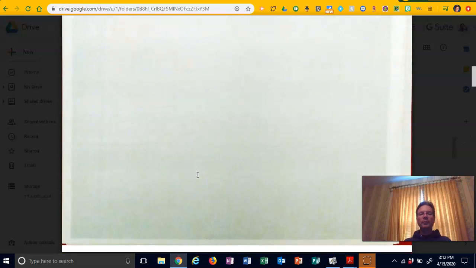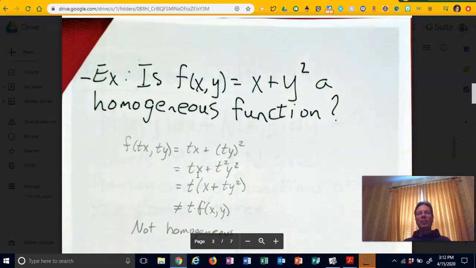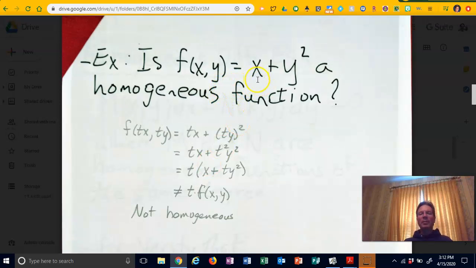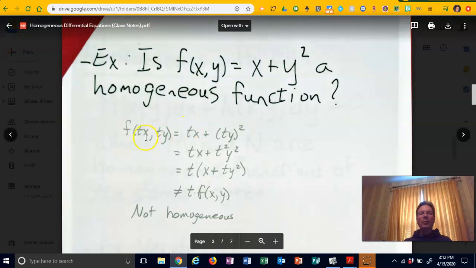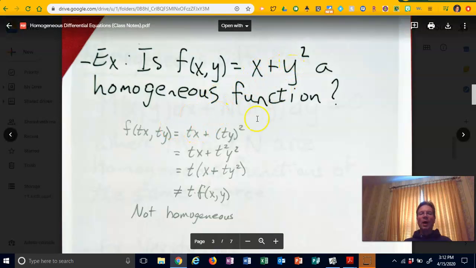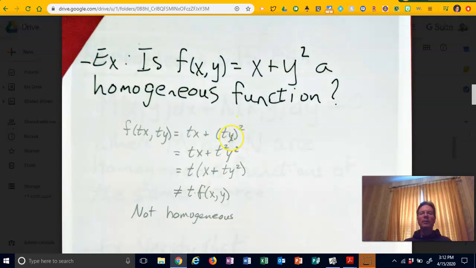All right. One more example here. Another function of x and y. This time x plus y squared. So I'm going to replace all the x's with tx and all the y's with ty. And if I do, I'll get, there's an x, so it becomes tx plus, there's a y, that becomes ty, and then I square it. So my first term is going to be tx, my second term would be t squared y squared. So whenever I look at the 2 terms and the t's, I can factor out a t, but look at what's left.